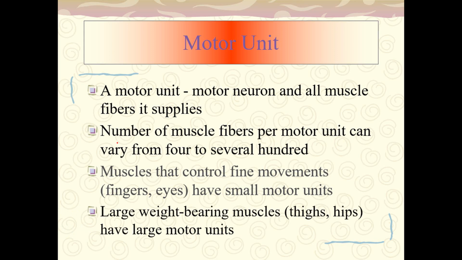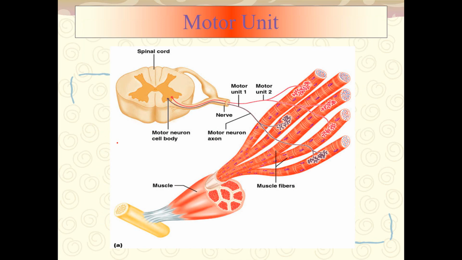I have an image on this next slide, and then that's going to be the end of this part. This motor unit is hitting many fibers, whereas this motor unit is hitting fewer. So the motor unit is just the neuron and all the muscle fibers it hits, and they can vary. And that's the end of this part.